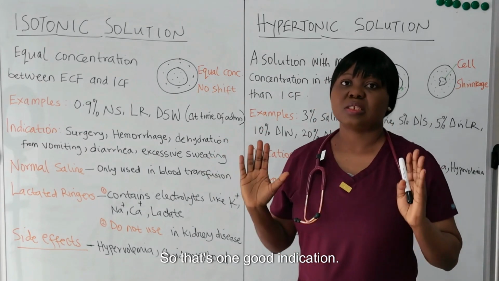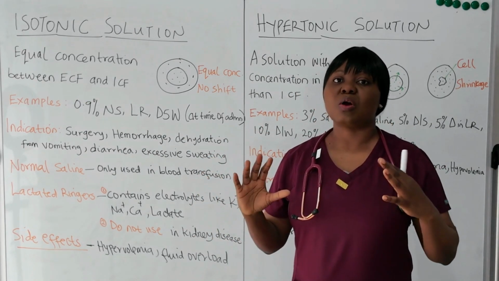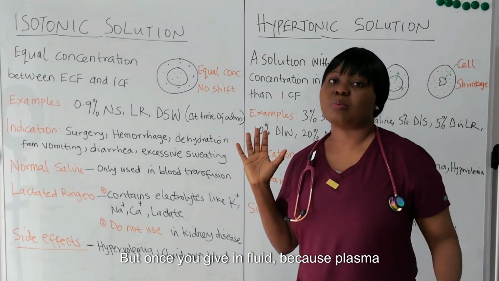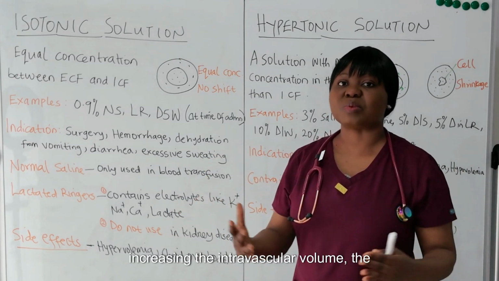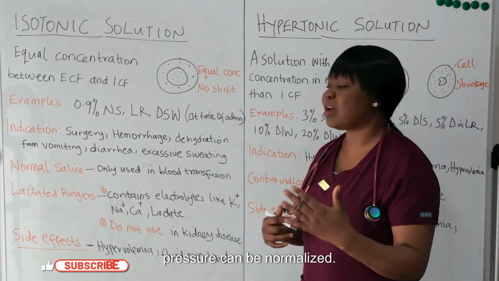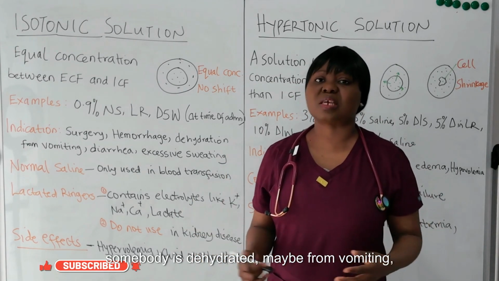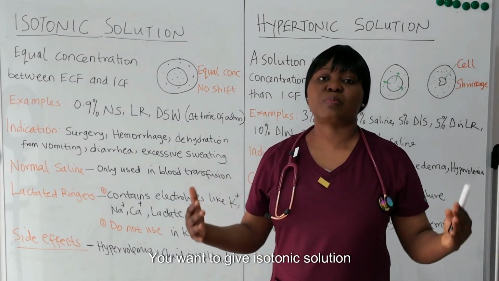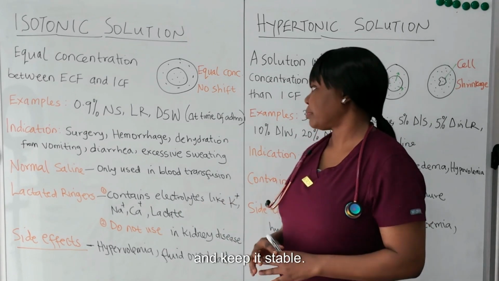And once you do that, the blood pressure will come up, because the blood pressure may be low when the person has bled so much. Plasma is lost, but when you give him fluid, you are increasing the intravascular volume, the plasma volume increases, and the blood pressure can be normalized. In dehydration, whenever somebody is dehydrated, maybe from vomiting, from diarrhea, even from excessive sweating, you want to give isotonic solution to expand the extracellular compartment and keep it stable.